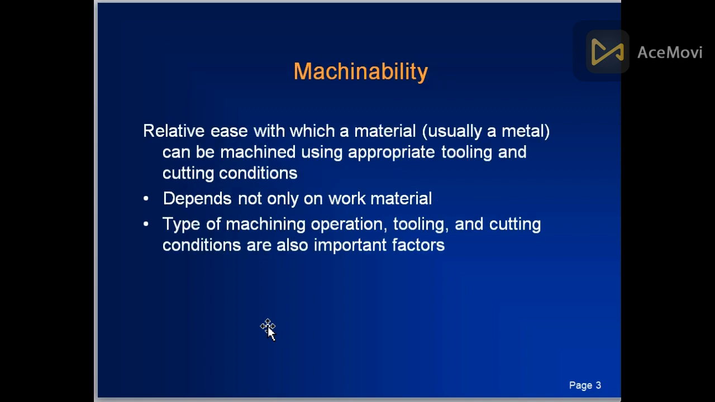First of all, we will discuss machinability in some aspects. A relative ease with which a material, usually a metal, basically we are dealing with the metals, can be machined using appropriate tooling and cutting conditions. It depends not only on work material, but actually the types of machining operation, tooling, and cutting conditions are also important factors. Machinability is basically how we can apply the machining operations on metal materials.